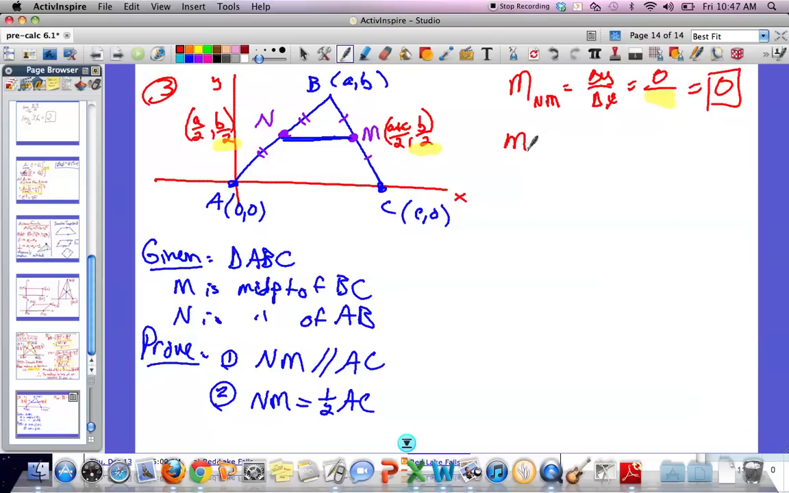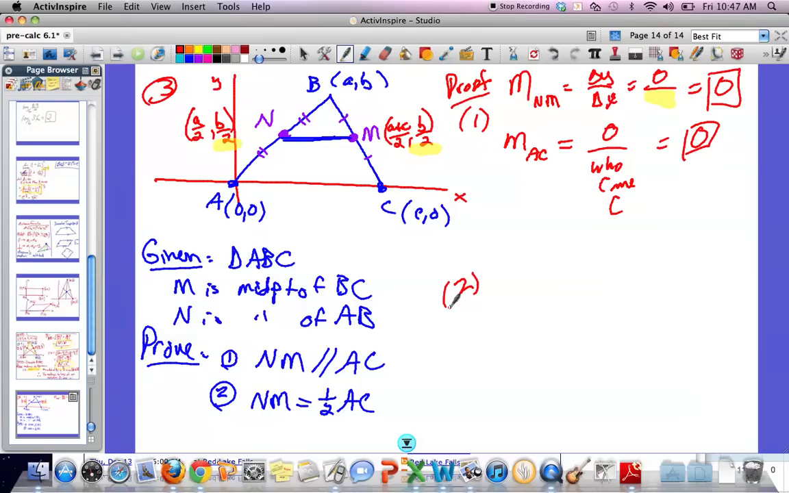The slope of AC would be, well, 0 over who cares, in this case it's C, is 0. Did we just prove that they're parallel? Yeah. So there's really, I should write down, here's my proof. There's the first part. What's the second part of my proof?